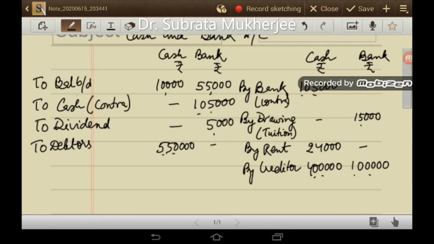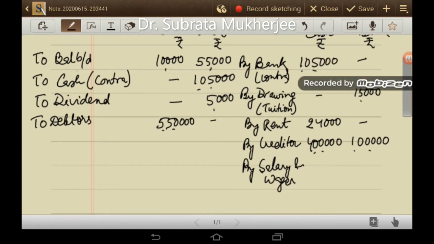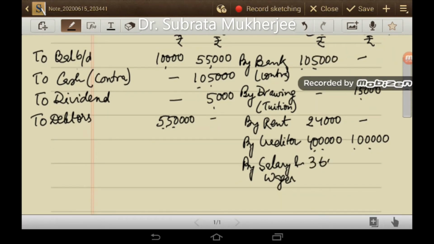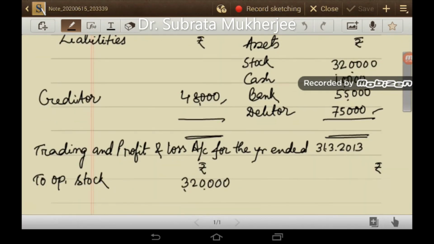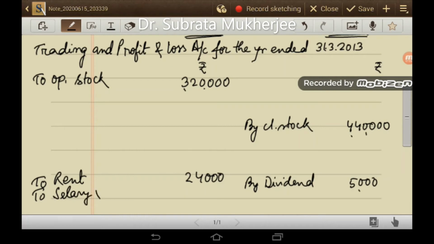Next item is salaries and wages. So by salary and wages 36,000, which is paid in cash. This will be posted in PL account. So in PL account I am writing to salary and wages, paid 36,000.